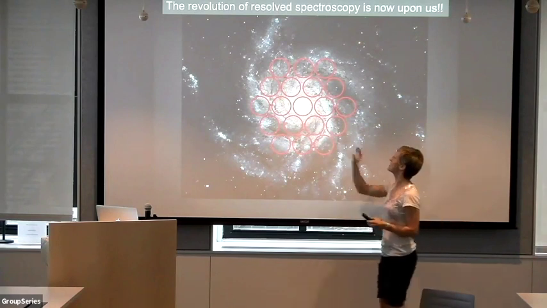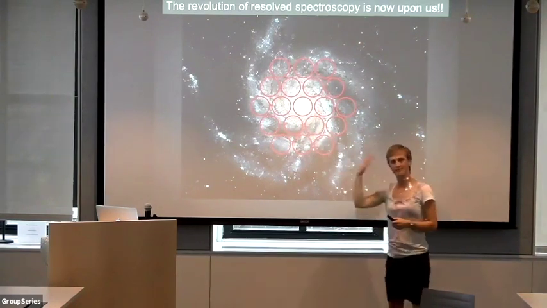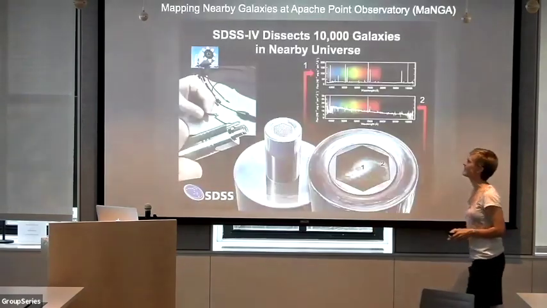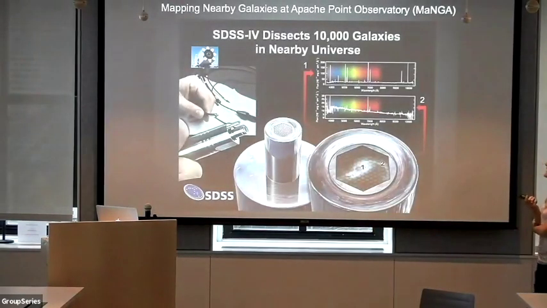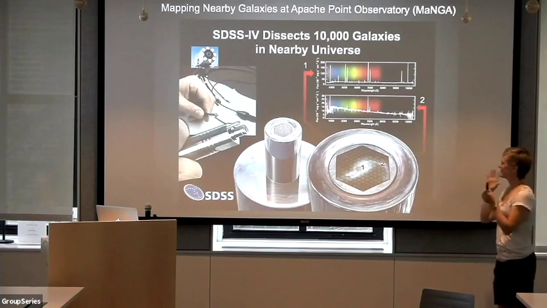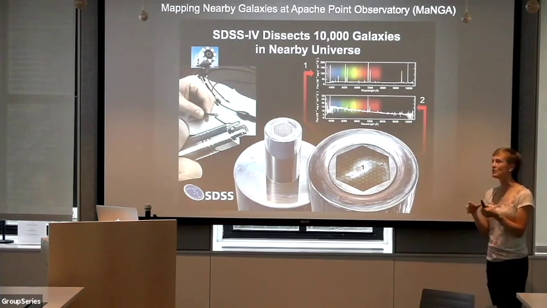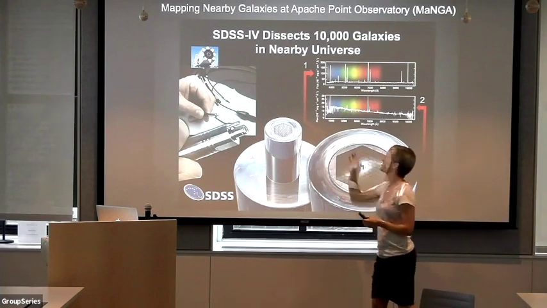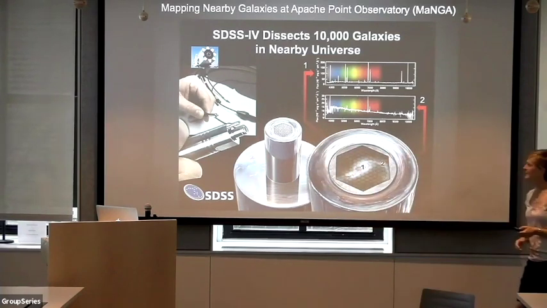So we get not just one central measure of star formation rate, metallicity, we can do it across the face of the galaxy. One survey that has been doing this that we have been working with is MaNGA, the Mapping Nearby Galaxies at Apache Point Observatory. This is part of Sloan 4, where they've had this very clever idea of taking individual BOSS fibers, bundling them together, and then placing them over the Sloan galaxies.